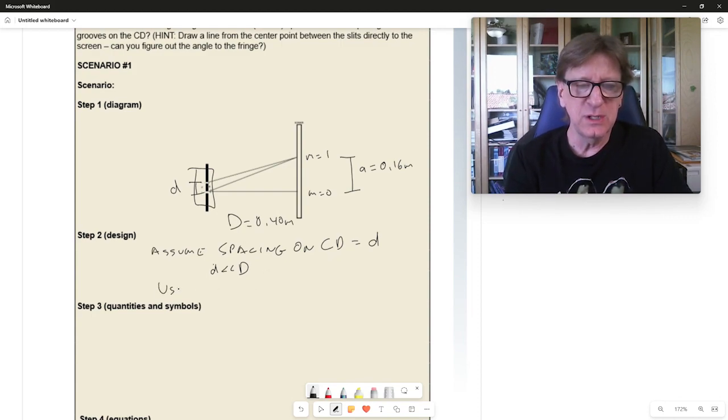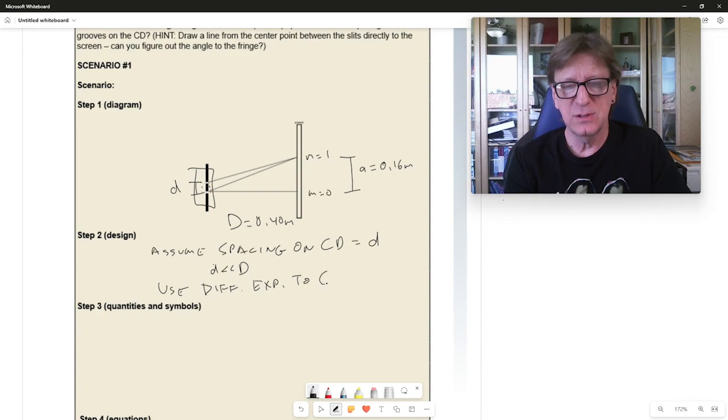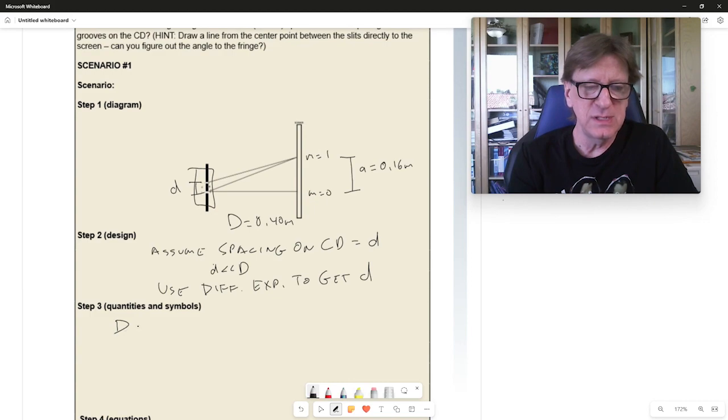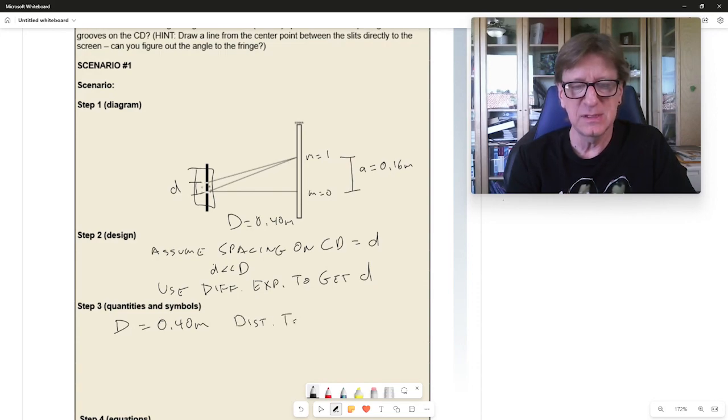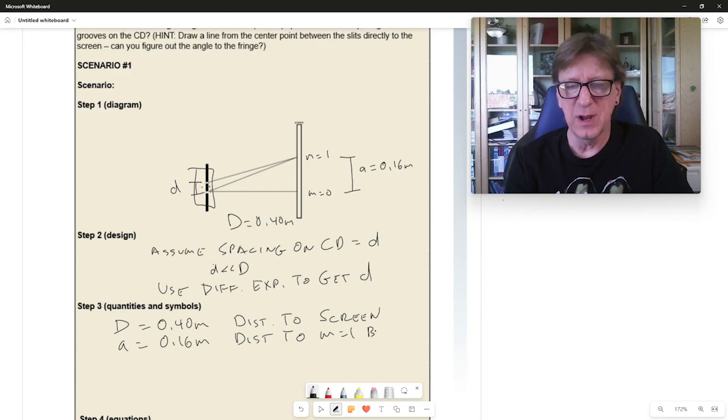And then we're going to use our diffraction expression to get d. All right, so let's define our quantities. So D is going to be our distance, and so that's going to be 0.40 meters. Let's be really clear, that's the distance to the screen, because we've got a number of different distances going on here. We defined A, 0.16 meters, and that's going to be the distance to the m equals 1 bright fringe.